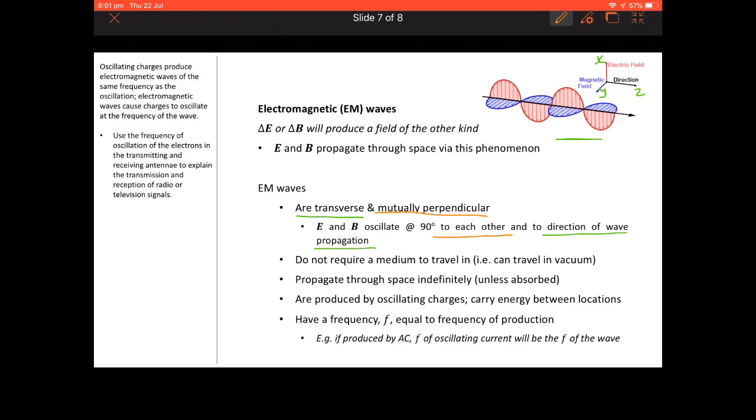Electromagnetic waves, I mentioned before, don't require a medium to travel in, so that means that they can propagate in a vacuum. This contrasts with mechanical waves, for example sound waves, which need a medium to travel in because sound is the vibration of particles. If you create a vacuum, or if you literally suck out all of the particles from a space, then a sound wave won't travel. You won't be able to hear any sound.